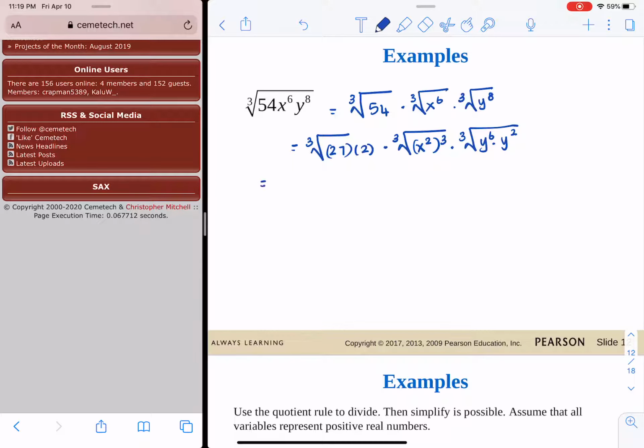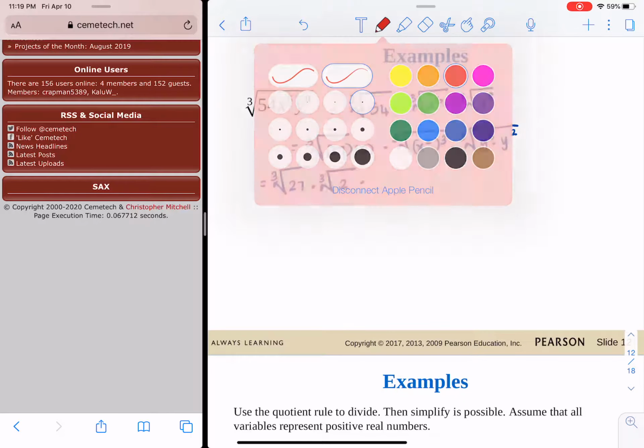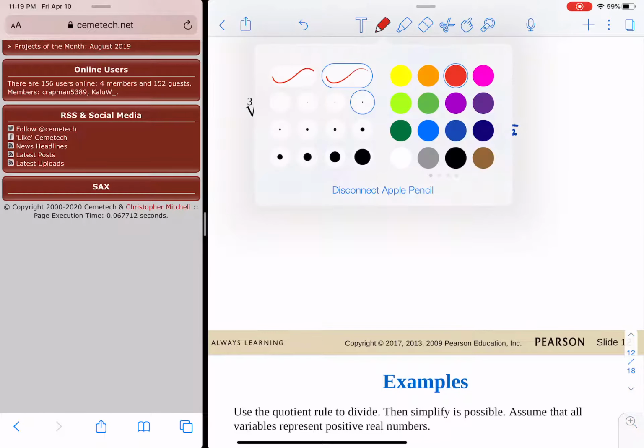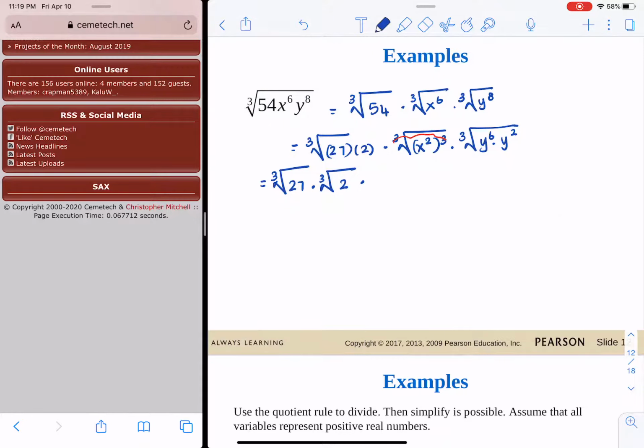So let's split up all the roots. So the cube root of 27 times the cube root of 2 times the root and the power would go away. So I have x squared, split the root, the cube root of y raised to 6 times the cube root of y squared. Is 27 a perfect cube? Yes, indeed. So we could write it as 3 cubed, and the cube root of 2 times x squared.